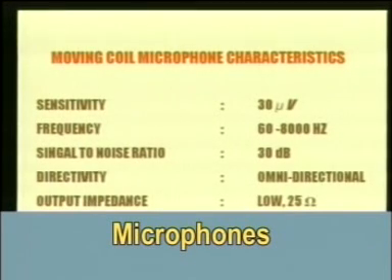Now let us see the moving coil microphone characteristics, that is, the permanent magnet moving coil microphone or dynamic microphone. The sensitivity of the dynamic microphone is 30 microvolts. It can pick up very small noises or voices also. Frequency response 60 Hertz to 8000 Hertz. Signal to noise ratio 30 decibels. Directivity omnidirectional. It can pick up the signal from all directions. Output impedance low, that is 25 ohms. This category of microphones comes under the low impedance microphones.